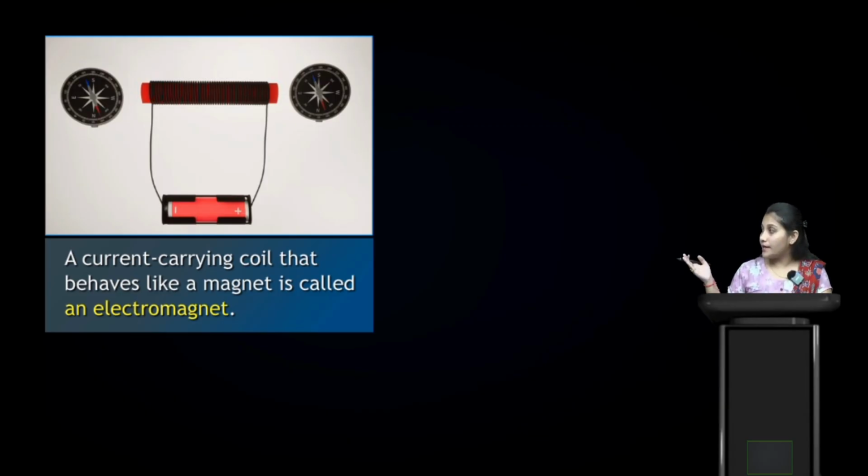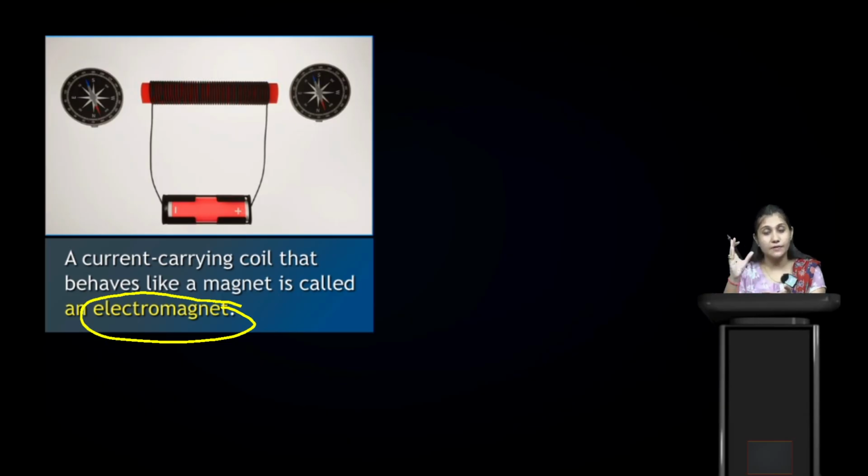So, a current carrying coil that behaves like a magnet is called an electromagnet. Now, this is the new term, electromagnet. Till now, we have studied coil, magnet, and magnetic field. But this is a new term, electromagnet. So it is said that when any current carrying coil behaves like a magnet, then that coil is called an electromagnet.